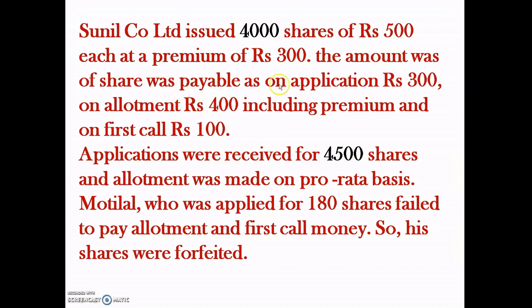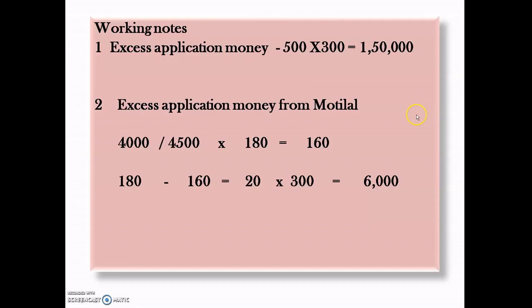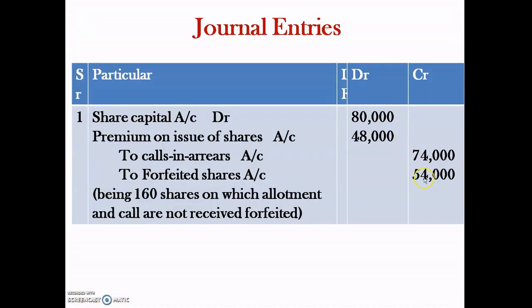Amount received is here on application 300, means 300 here received, and here Motilal he failed to pay the allotment and first call money, means here we will not take the allotment and first call because there is the calls in arrear. Because of that we have to take only application money because it is the received. Okay, fine. So here we have to take 180 multiply with 300, it will come 54,000. So being 180 shares on which allotment and call are not received forfeited.